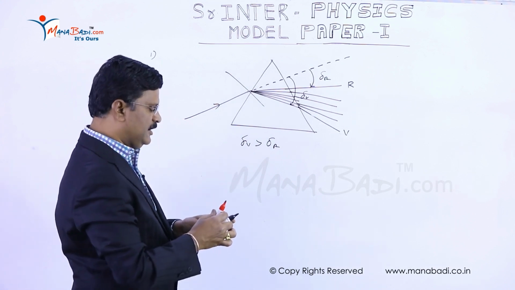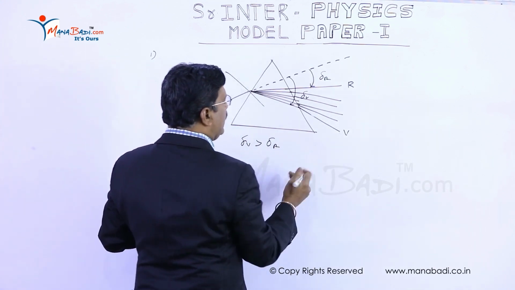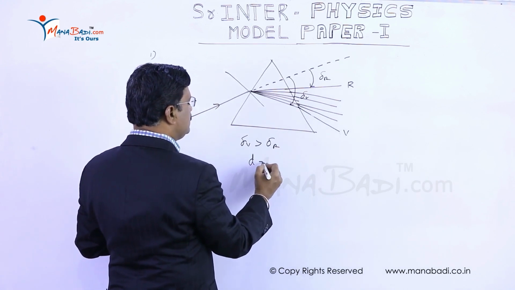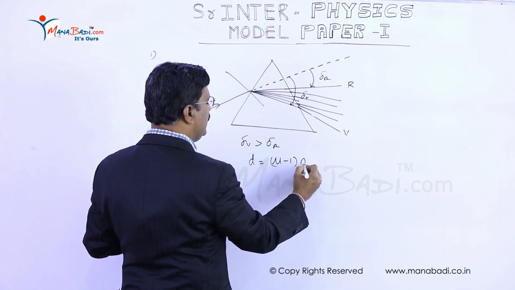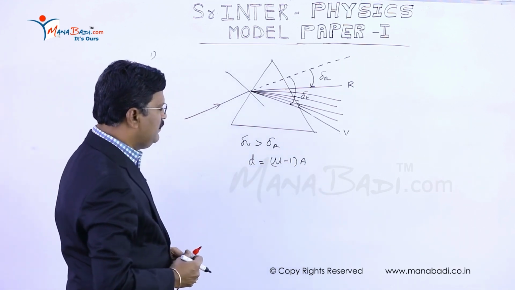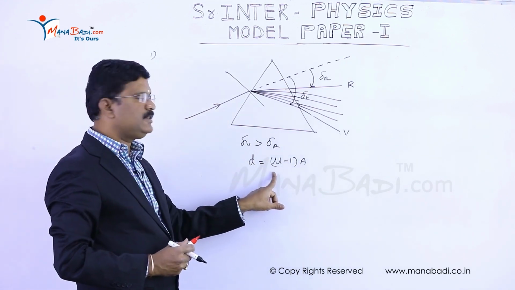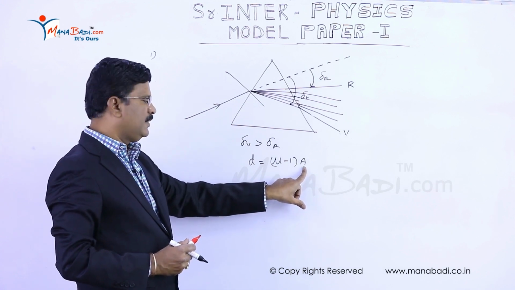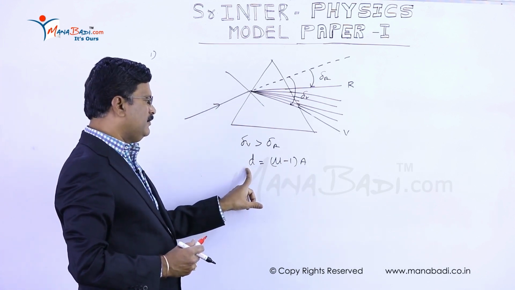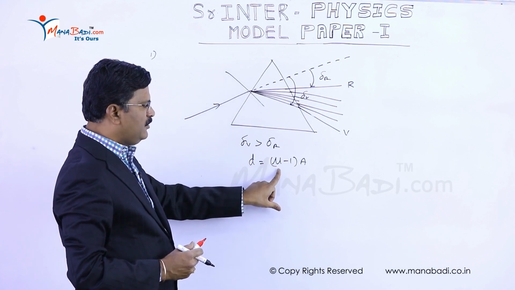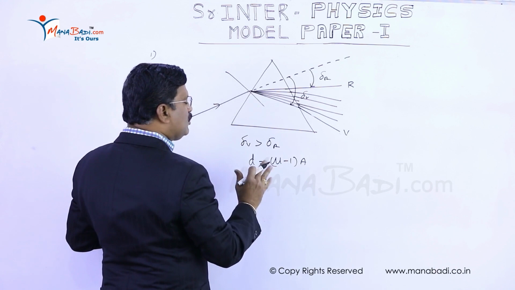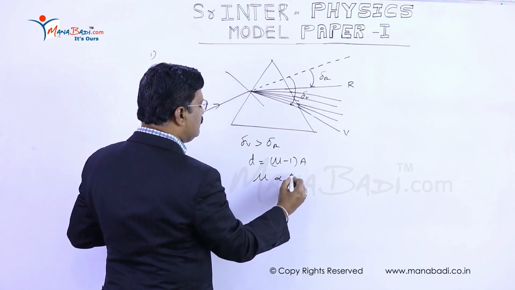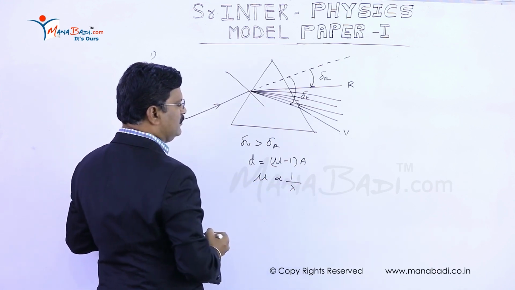The reason for this is that the angle of deviation for a small angle prism is given by the formula D equals mu minus 1 times A, where D is the angle of deviation, mu is the refractive index, and A is the angle of the prism. Now from Cauchy's relation, mu is inversely proportional to wavelength.